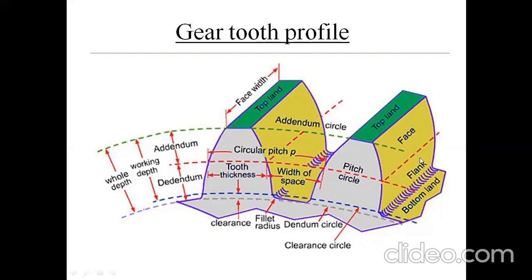And this yellow shaded portion below the pitch circle line is called a flank. So it is that part of the tooth surface which is below the pitch circle. So the surface above the pitch circle is face, and the surface below the pitch circle is called flank.